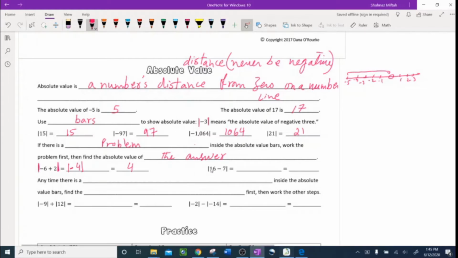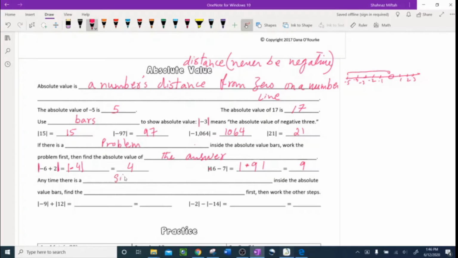Next, 16 subtract 7. You know 16 is a positive, and I'm going to make absolute bars. 16 is positive. Different signs you subtract, keep the sign of the bigger number. So subtracting 16 minus 7 will give me 9, and the bigger number is 16, so I'm going to keep that positive. When you take it out from the absolute, it's going to stay positive. You can change it, the distance.